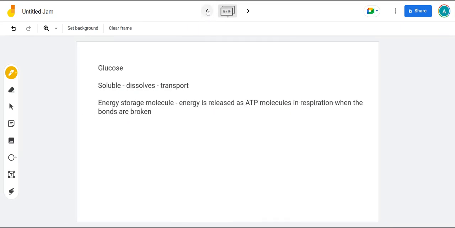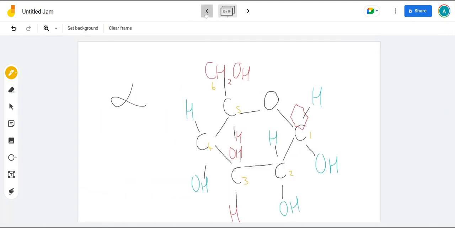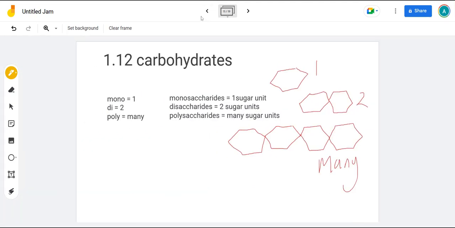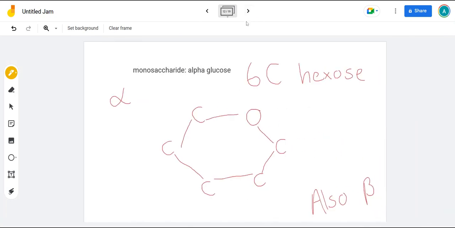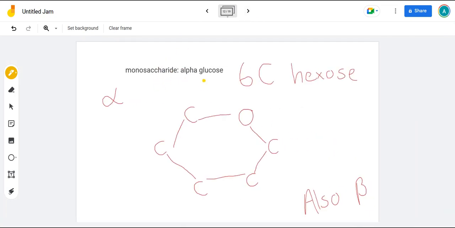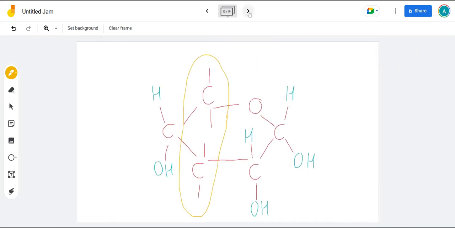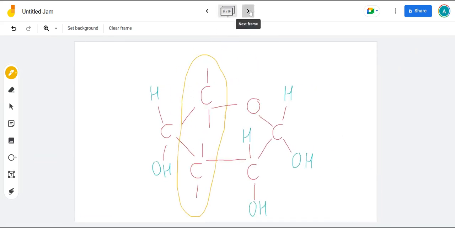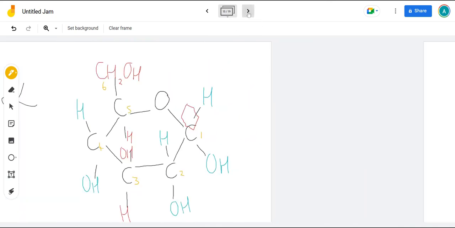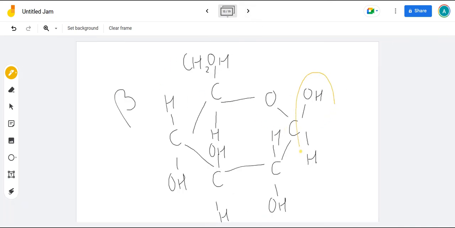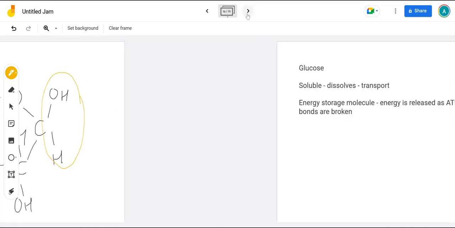So you need to know, first of all, how much we've done. Monosaccharides, disaccharides, polysaccharides, and what they mean: one sugar unit, two, and then many. Our monosaccharide that we need to know is alpha glucose, and we taught you how to draw it, so make sure you can go through that and draw it. The difference between beta is these two here were swapped over. So alpha, the hydrogen was at the top. Beta, the hydrogen's at the bottom.